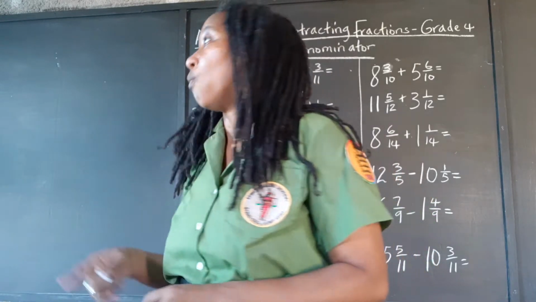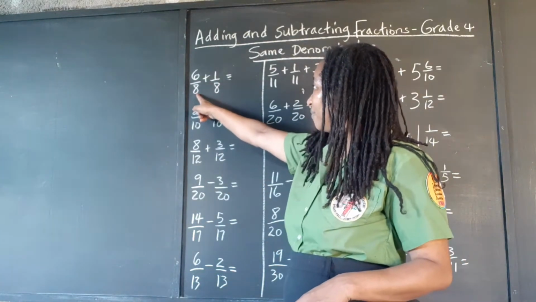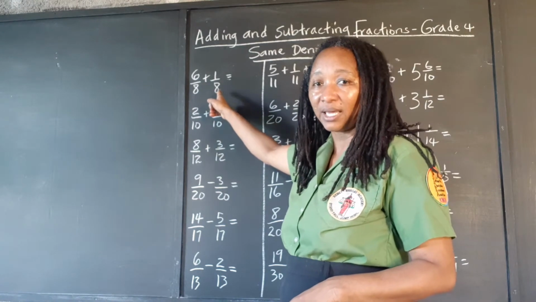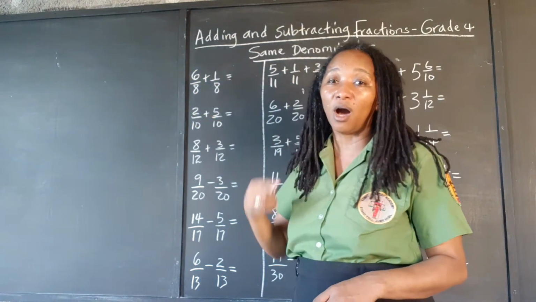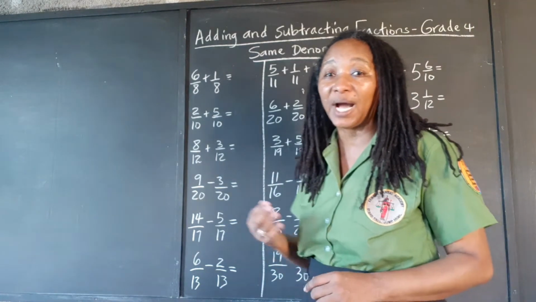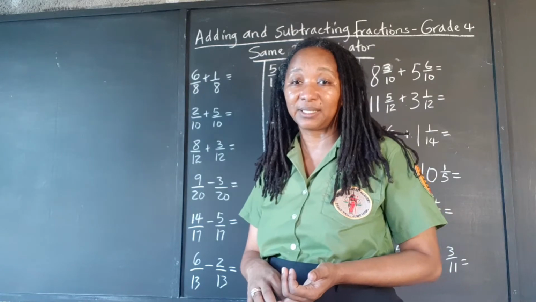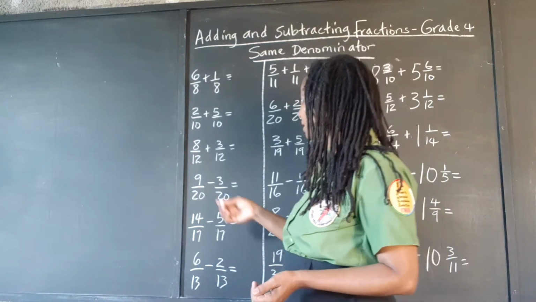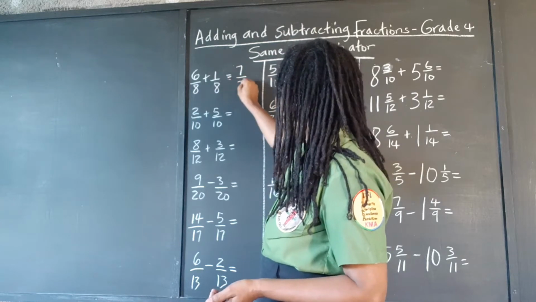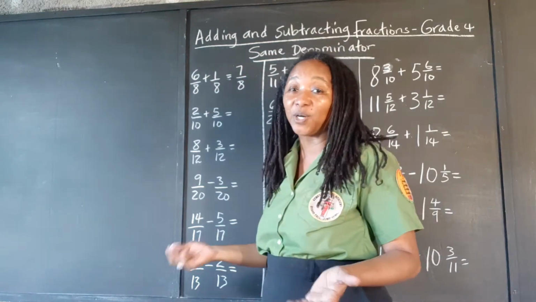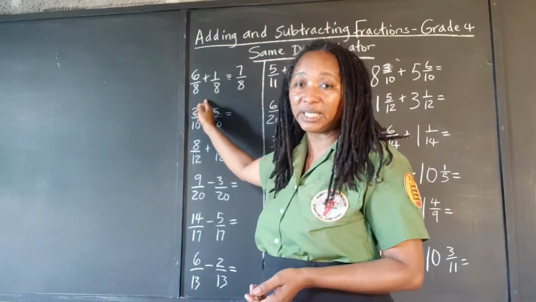So once the denominators are the same, so that means we both have 8 in the denominator, 6/8 plus 1/8. All we need to do is to add the 6 and the 1. Add the numerators, put them back over the denominator. So 6 plus 1 gives 7, and we put it back over the 8. Okay? That's how simple it is, because they already have a common denominator.